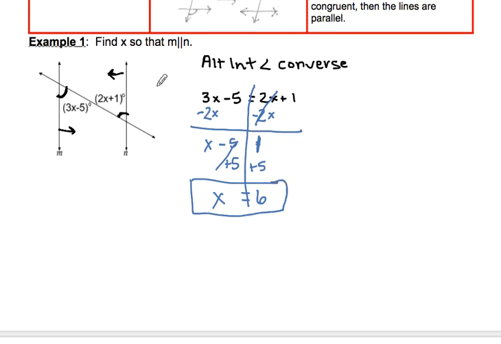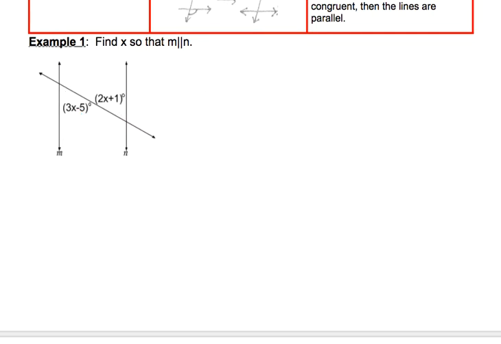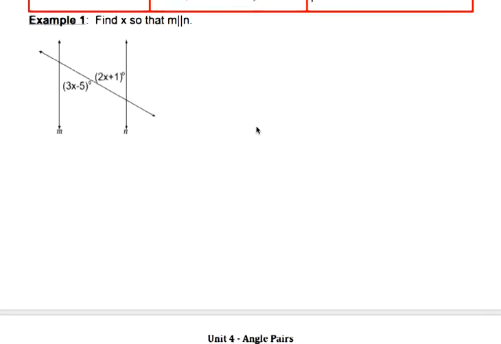We can test it to make sure that it works. If I plug it in, this will be 2 times 6, which is 12. 12 plus 1 is 13. So hopefully this one will come out to 13 as well. 3 times 6 is 18. 18 minus 5 is 13. So these would both be 13-degree angles. And since their measures are the same, that would make those lines parallel. So alternate interior angles congruent, the lines are parallel. That's what this looks like if we are doing it algebraically.